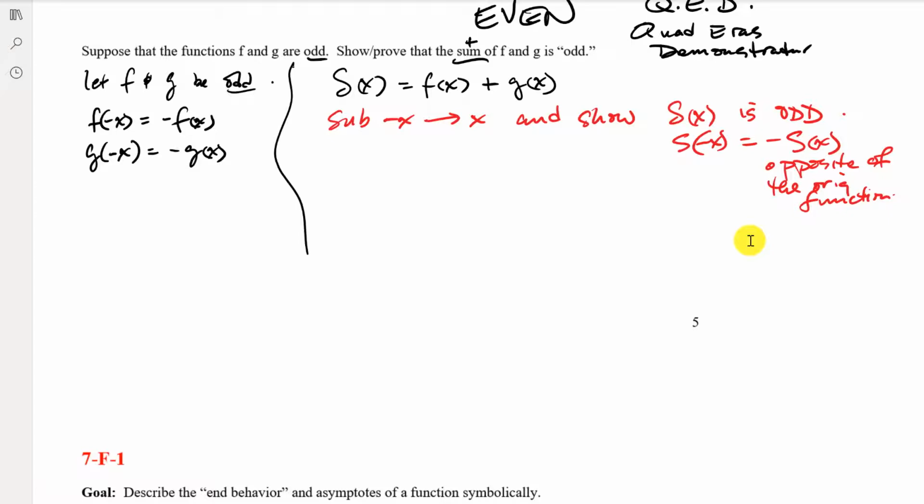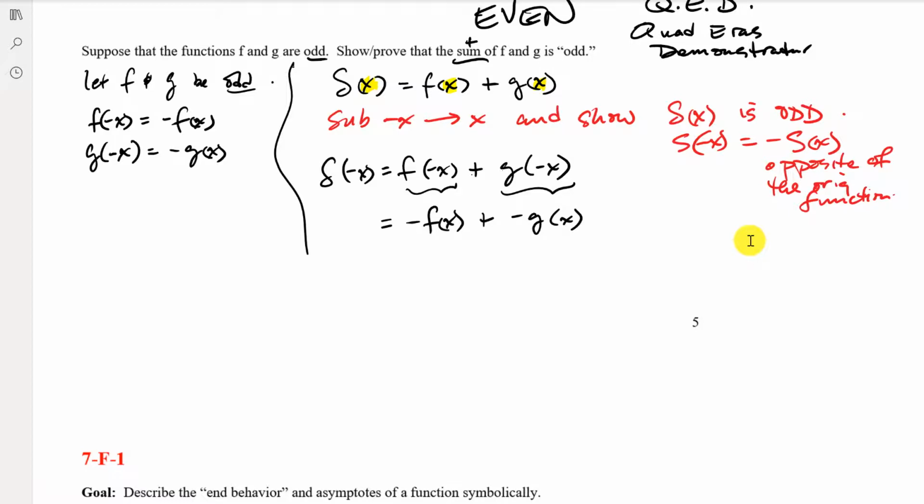So here we go. I'm going to substitute in negative x right here, here, and here, and go with the flow. So s of negative x is equal to f of negative x plus g of negative x. You have to substitute negative x everywhere. By definition, f of negative x is equal to negative f of x. By definition, g of negative x is equal to negative g of x, the opposite of the original function, because they're both odd. That's what it means, okay?